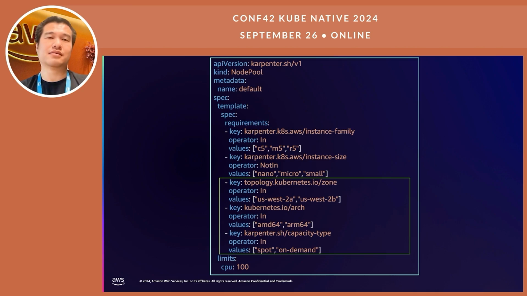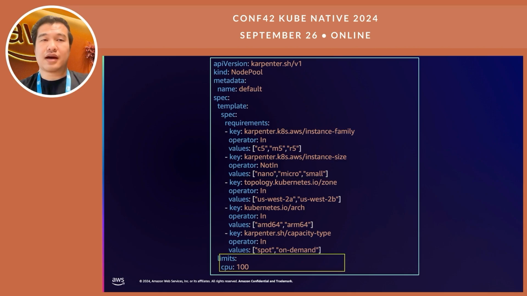And the final one is the capacity type. You can either go with on-demand or you can utilize spot as well. If you specify both of them, it will try to prioritize the spot. And then you have the limit here. The limit specifies that this node pool can spin up a maximum of 100 CPU only. And when it exceeds 100 CPU, we cannot spin up a new node anymore.